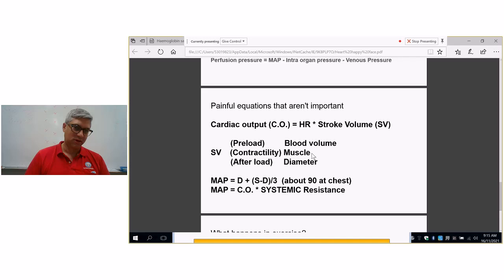Preload is about blood volume. So if you are dehydrated, what happens to your blood volume? Decreases. And if your blood volume decreases, the volume in your ventricle decreases. And if there's less volume in, can I give you as much volume out? No. And that's it. Now, again, think about length-tension relationship.